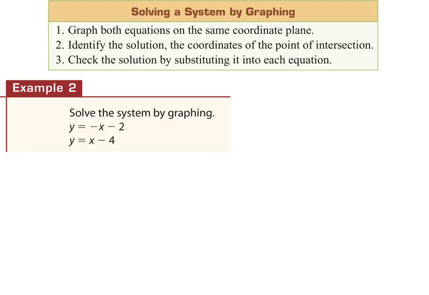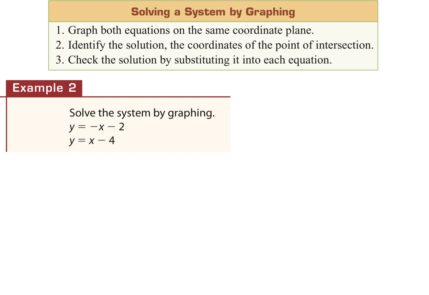All right, so it says one way to solve systems of equations is by graphing. This is the first method we're going to use when we're solving systems of equations. We're going to use graphing. It says graph both equations on the same coordinate plane. Identify the solution, the coordinates of the point of intersection. Check the solution by substituting it in.